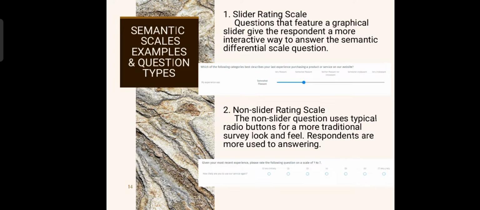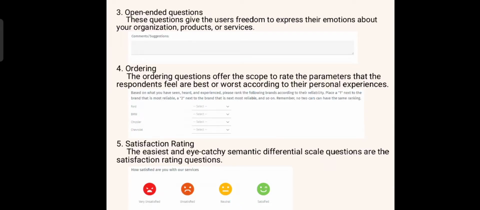Number one is the slider rating scale. Number two is the non-slider rating scale. There are definitions and examples above. You can read that. And on the next slide, number three is the open-ended questions, ordering, and satisfaction rating. There are also definitions and examples below. You can read that also. It is common lang.